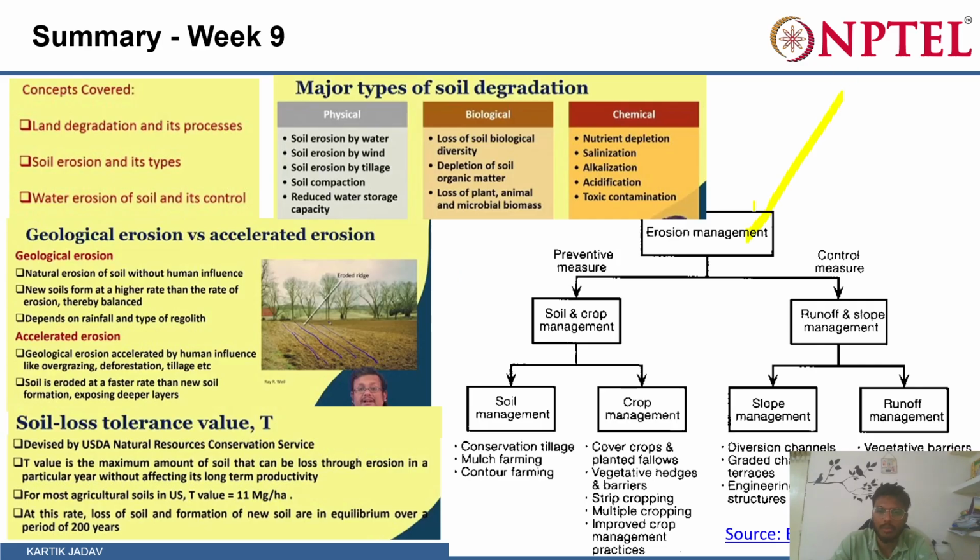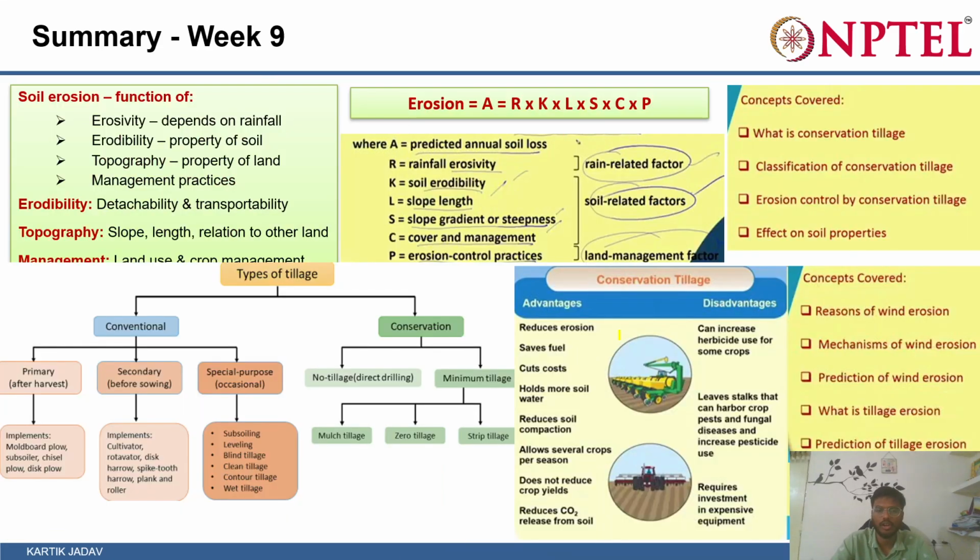Then there are various preventive measures for erosion. We talked about water erosion first, because it contributes more than 50 to 55% of the total erosion process. For erosion management we classified measures in two terms: preventive measures and control measures. With preventive measures we focus on how we can prevent soil erosion, meaning we start some activities at the field before erosion happens. Once it happens, the kind of measures we follow come under control measures. I'm not going into details here, as I've already talked about it.